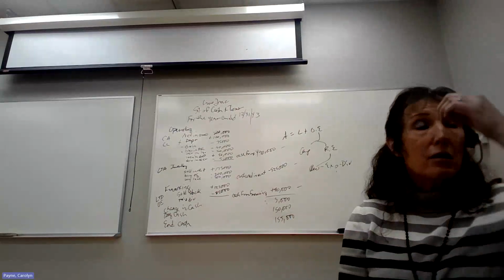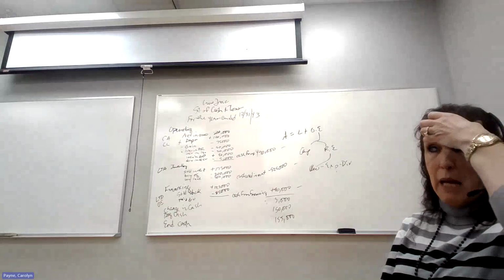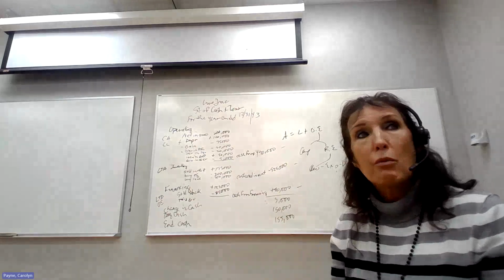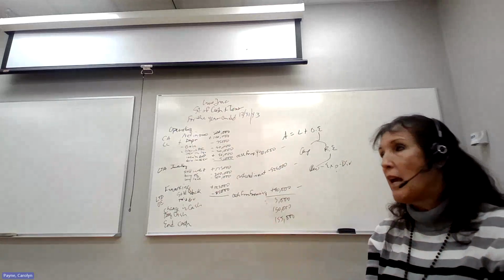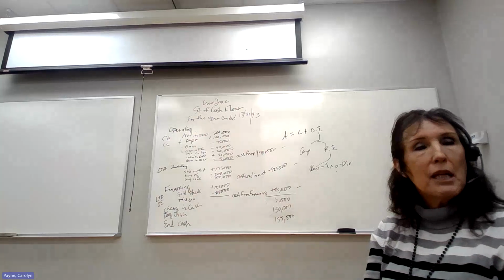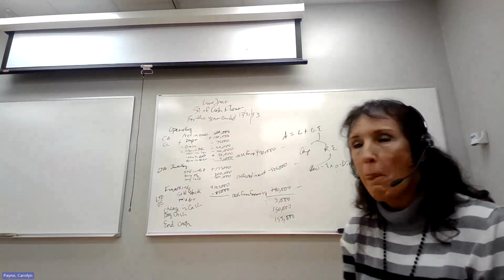And does that make sense? Just by looking at the income statement, we can see how much money we made, but this shows us why the cash only went up by $5,000. What happened to the money? So this is the statement that shows us the money.